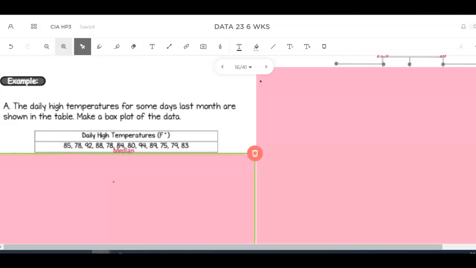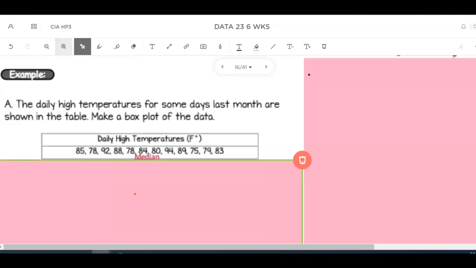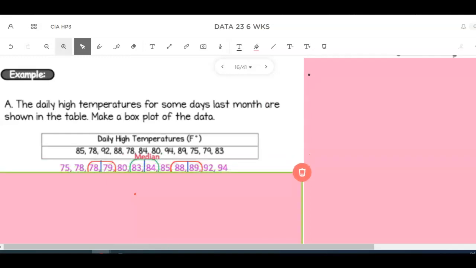The daily high temperatures for some days last month are shown in the table. Make a box plot of the data. The first thing that you are going to do whenever you have a data set is you're going to put them in order from least to greatest. And that's what I've done here. Now, some of the numbers are circled right now. We'll talk about that in a second. So if you have not put your numbers in order, go ahead and do that now.